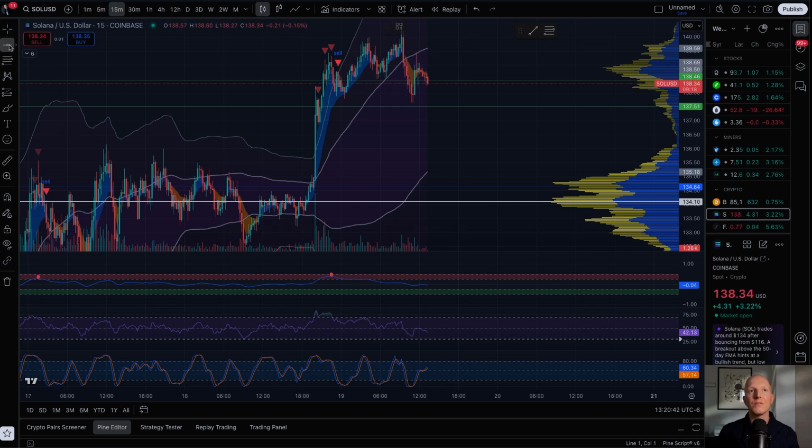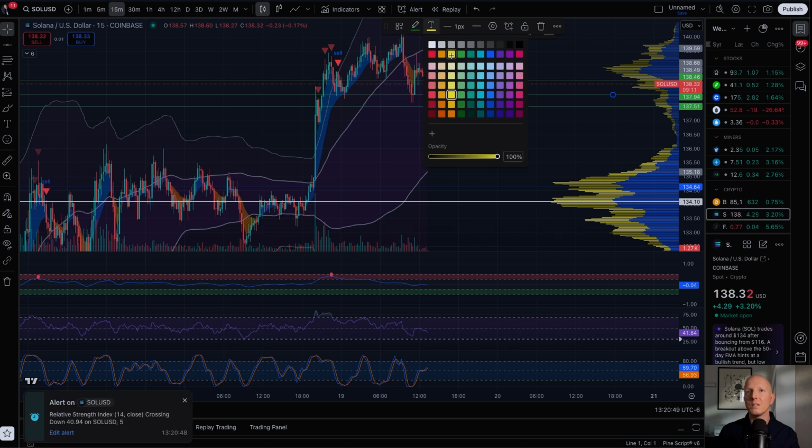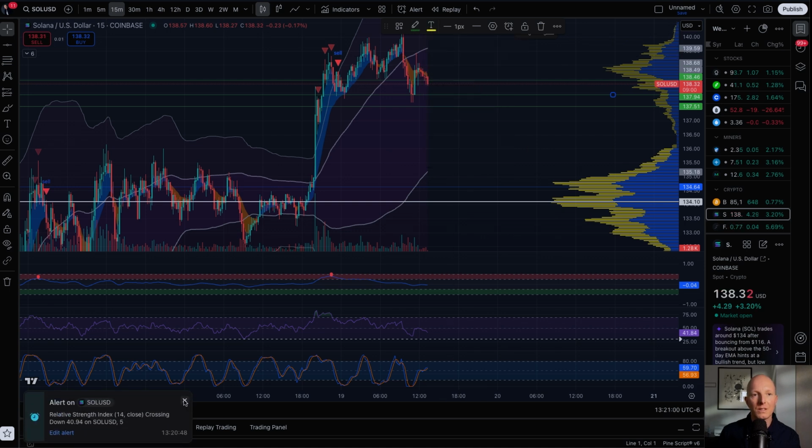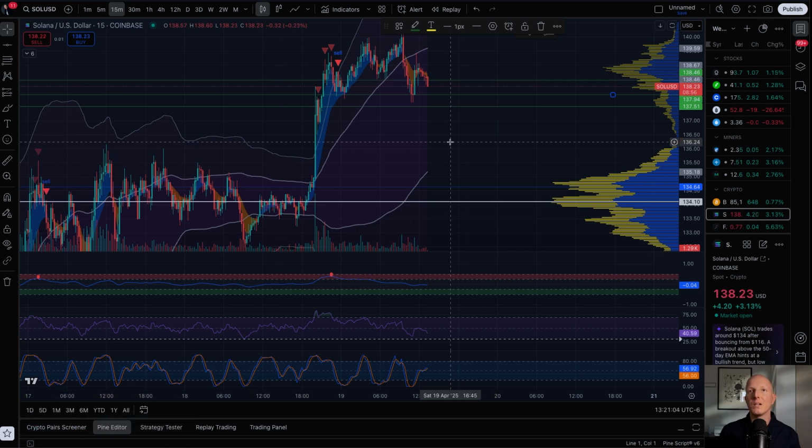And what I do whenever I enter a trade, let's just say for giggles, I'm entering right here and my entry one, oh look, TradingView alert, relative strength index 14 crossing down on the 5-minute. Anyway, we're not paying attention to that right now.